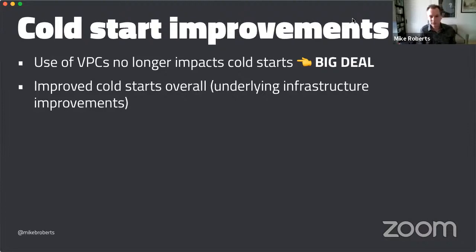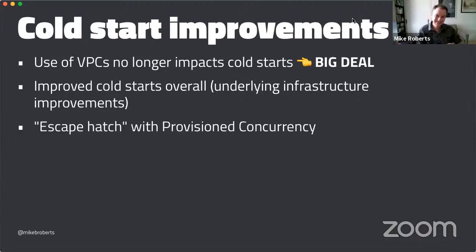Cold start times overall have improved because of just underlying infrastructure changes by Amazon. And then to reiterate what I said in one of the previous slides, you now have an escape hatch, especially if you're a large enterprise with a lot of money. You have the ability to pay your way out of the cold start problem by using provisioned concurrency.